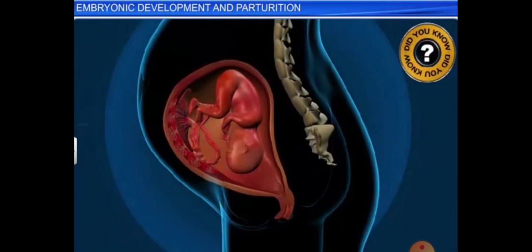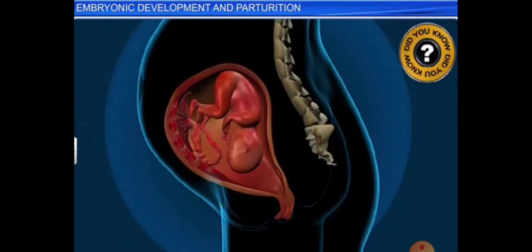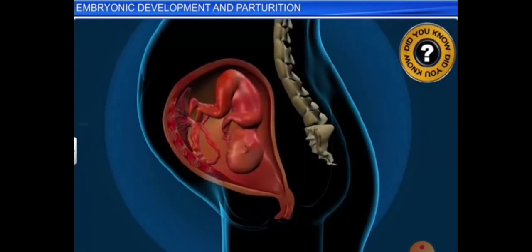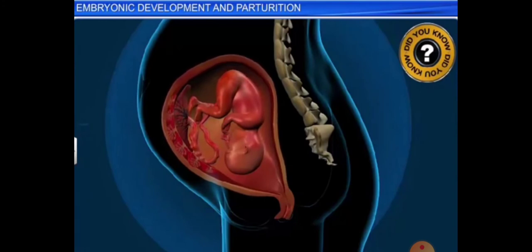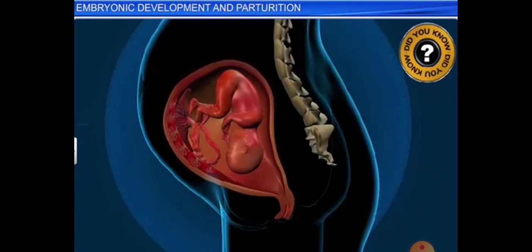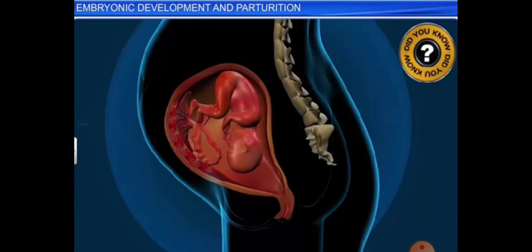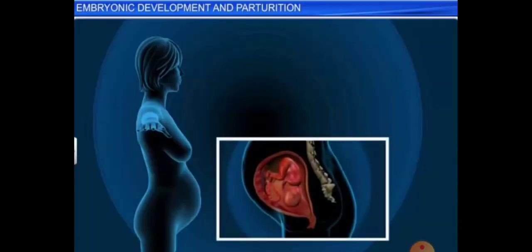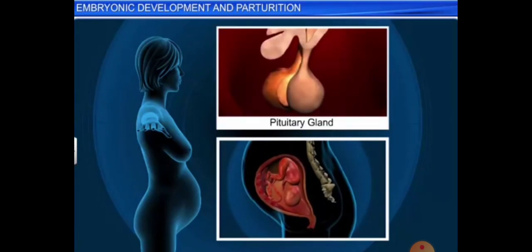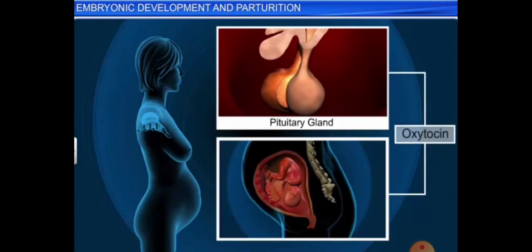Did you know, at the end of the gestation period, the fetus as well as the placenta start secreting hormones that set in motion mild uterine contractions called the fetal ejection reflex. These contractions in turn act on the pituitary gland, which now starts secreting oxytocin, a hormone that causes stronger uterine contractions.